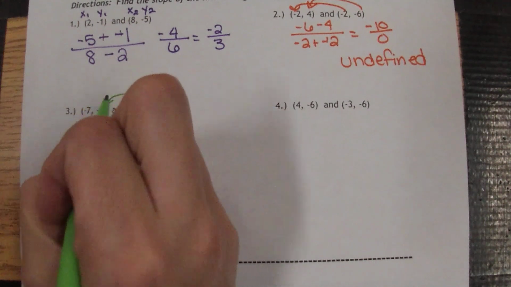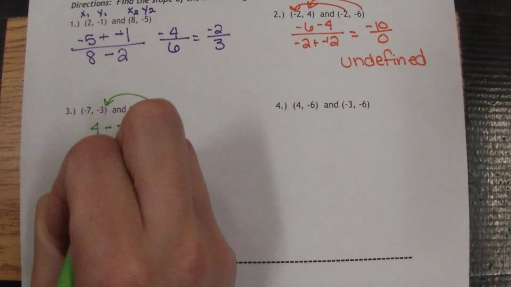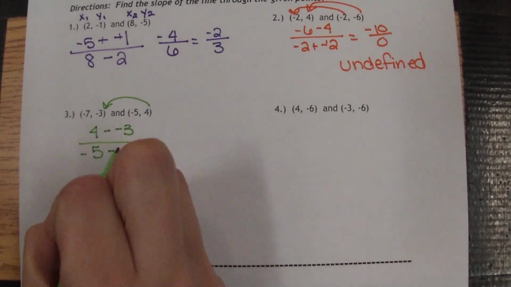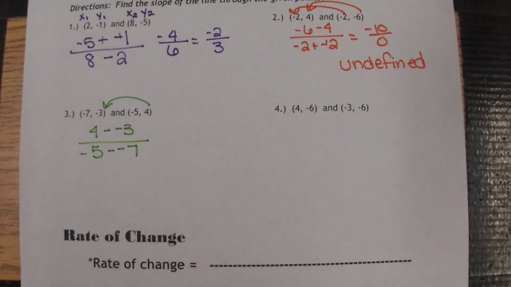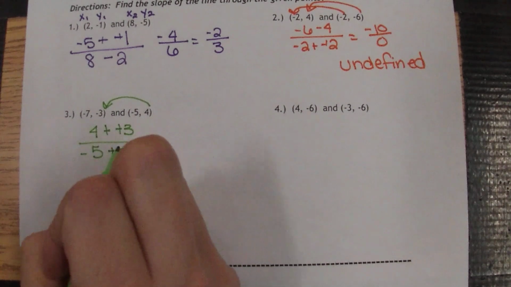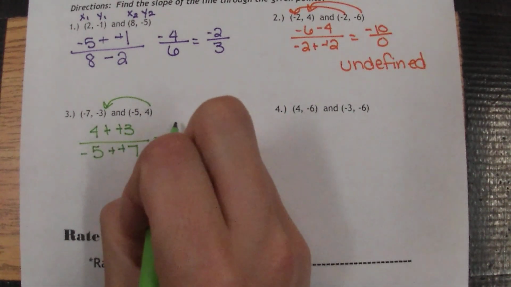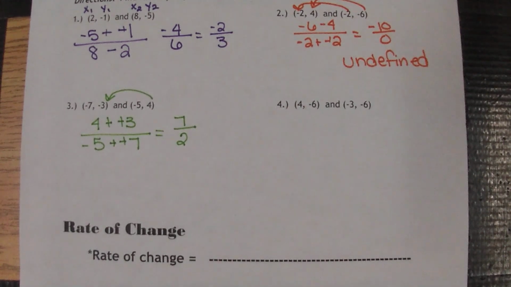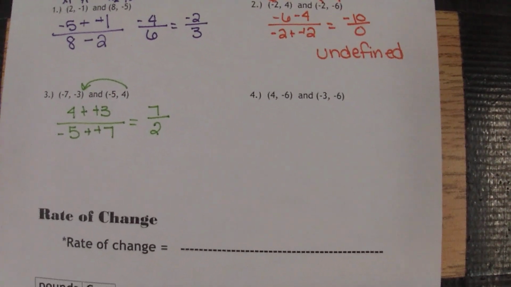Okay, number 3, we're doing 4 minus -3 over -5 minus -7. Again, those two negatives are making a positive. We get 7 over 2. That is reduced. Do not turn that into a mixed number. So 7 over 2 is our final answer there.